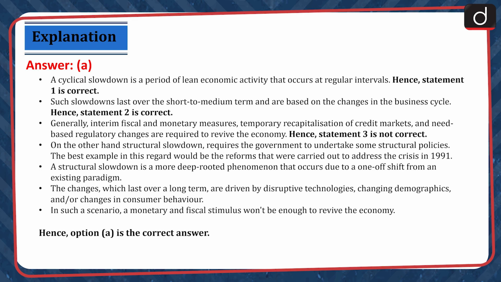A structural slowdown is a more deep-rooted phenomenon that occurs due to a one-off shift from an existing paradigm. The changes, which last over a long term, are driven by disruptive technologies, changing demographics, and/or changes in consumer behavior. In such a scenario, a monetary and fiscal stimulus won't be enough to revive the economy. Hence, option A is the correct answer.